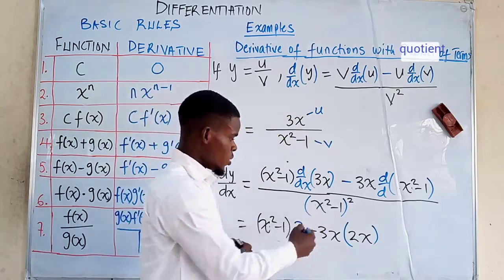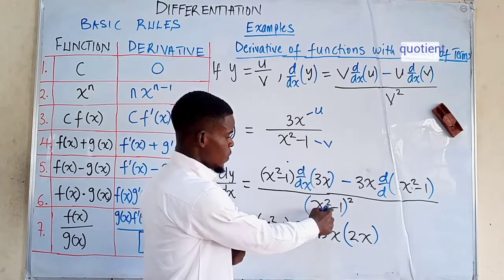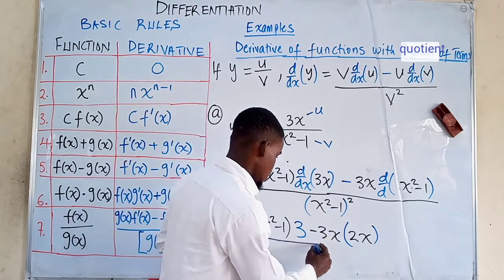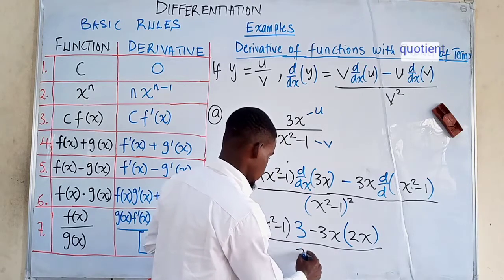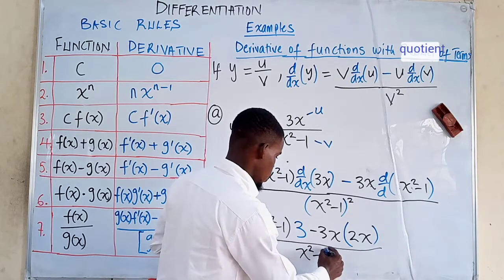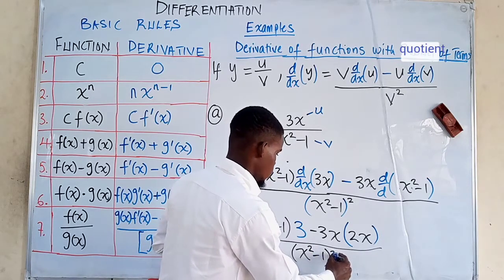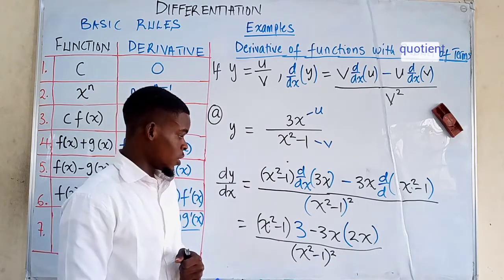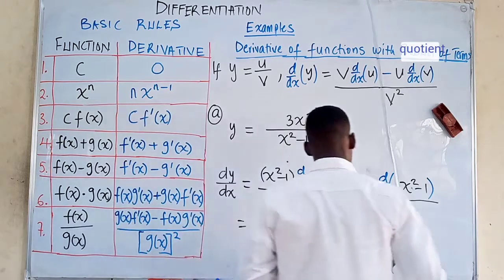Then remember the denominator, x squared minus 1, divided by 2. I'm just going to put that fraction there: x squared minus 1 all raised to the power 2. Maybe we can simplify things in the numerator a little bit.